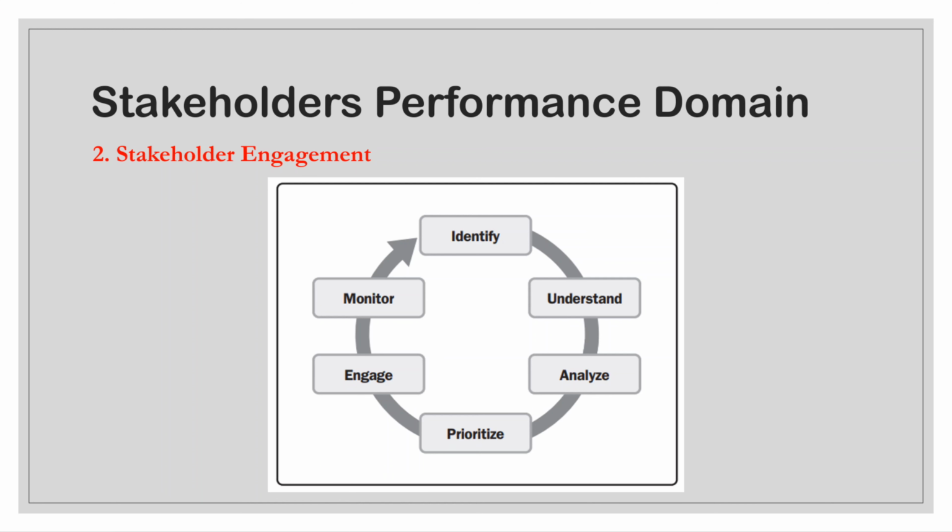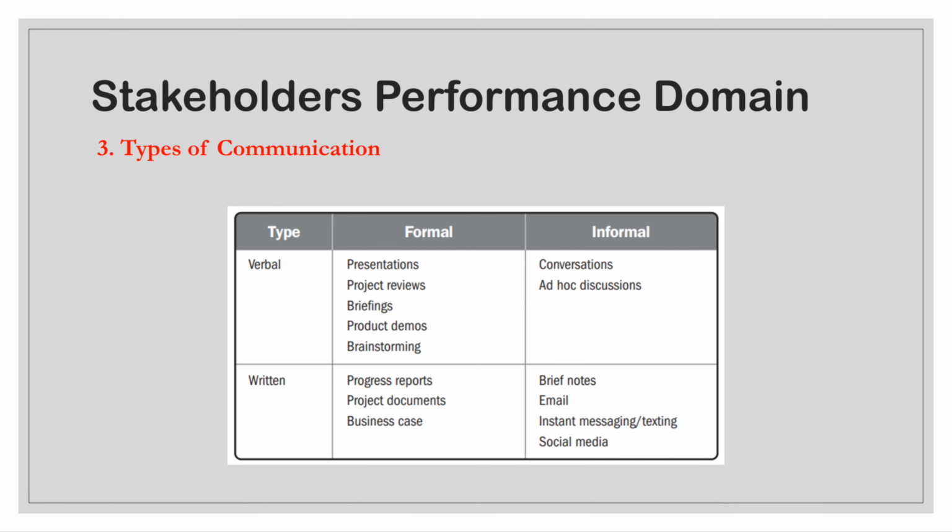After studying everything about stakeholder engagement, we will move to the third important topic of this domain, types of communication. Communication with stakeholders can take place via written or verbal means, and it can be formal or informal. You might see a question in your CAPM exam based on this. For example, are presentations formal or informal communication? As per the diagram, you can see that presentations come under formal communication.